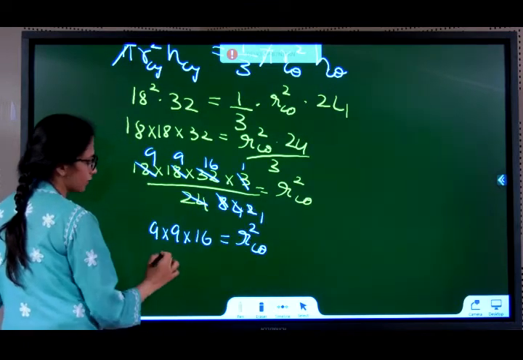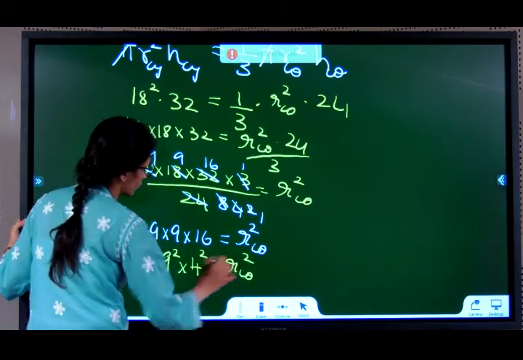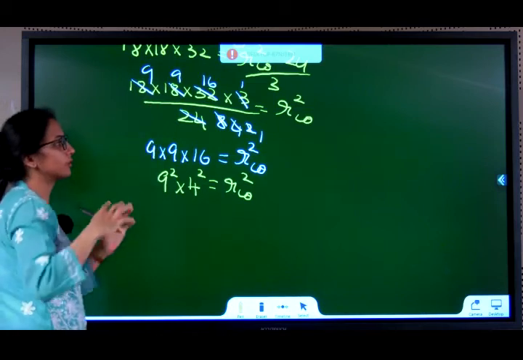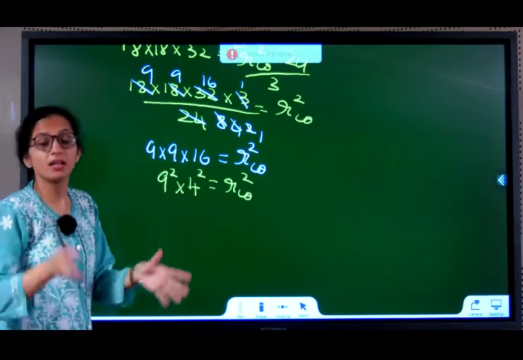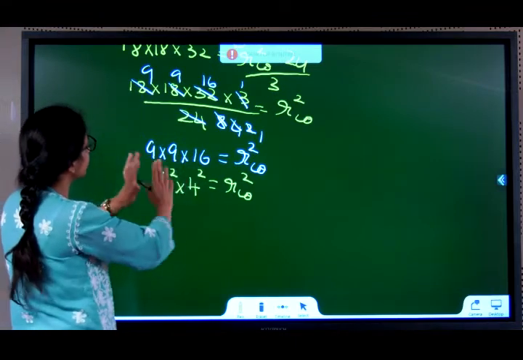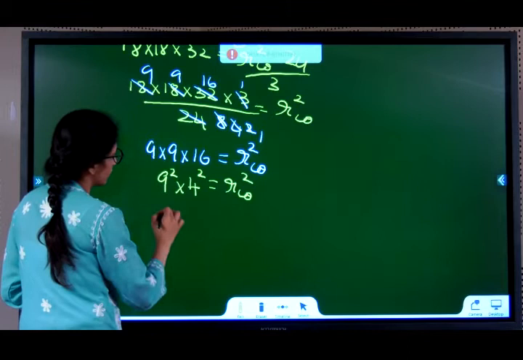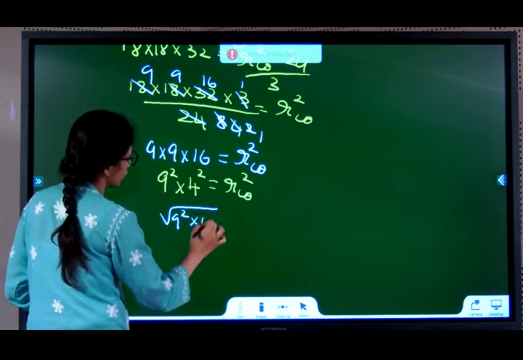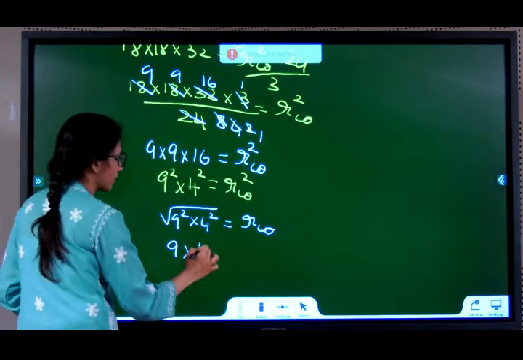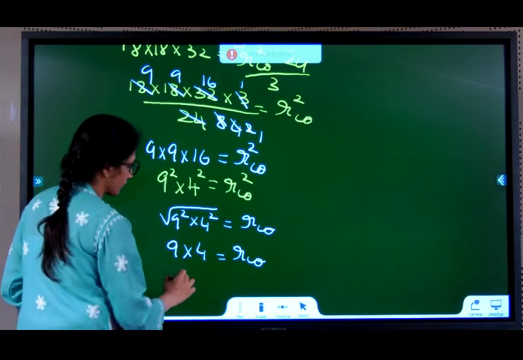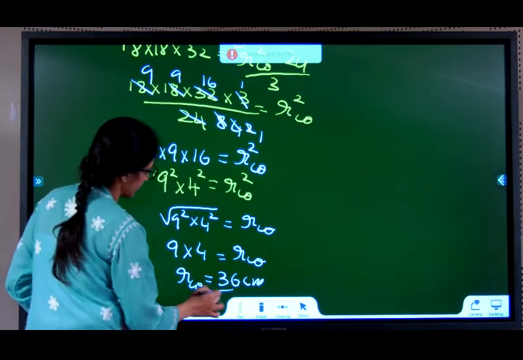You want a square, so create squares here. 9 into 16, and 16 can be written as 4 square, is equal to r of cone square. See, that's why don't multiply the whole thing when you have squares or cubes. See, my job became easy. Otherwise, you would multiply this, find one big number, then find the square root of that. So, keep it as it is and try to make your math simpler. So, this will become square root of 9 square into 4 square is equal to r of cone. 9 square comes out 9, 4 square comes out 4. So, the radius of the heap is 36 centimeters.